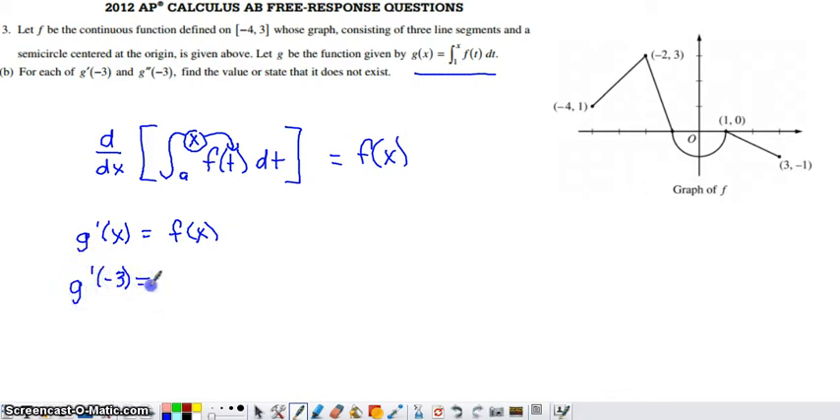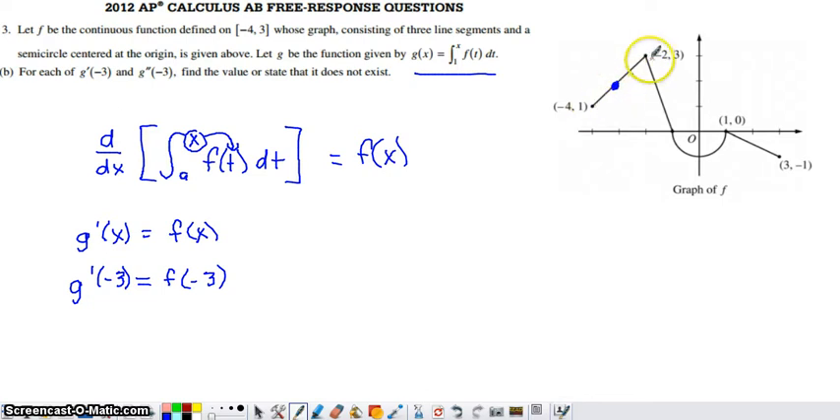So g prime of negative 3 is going to be equal to f of negative 3. Just put negative 3 in place of the x in g prime of x. And so f of negative 3 using the graph, well, let's see, that's going to be right here. I guess we can't just look at the graph and guess what that is. We should find the value of that appropriately.